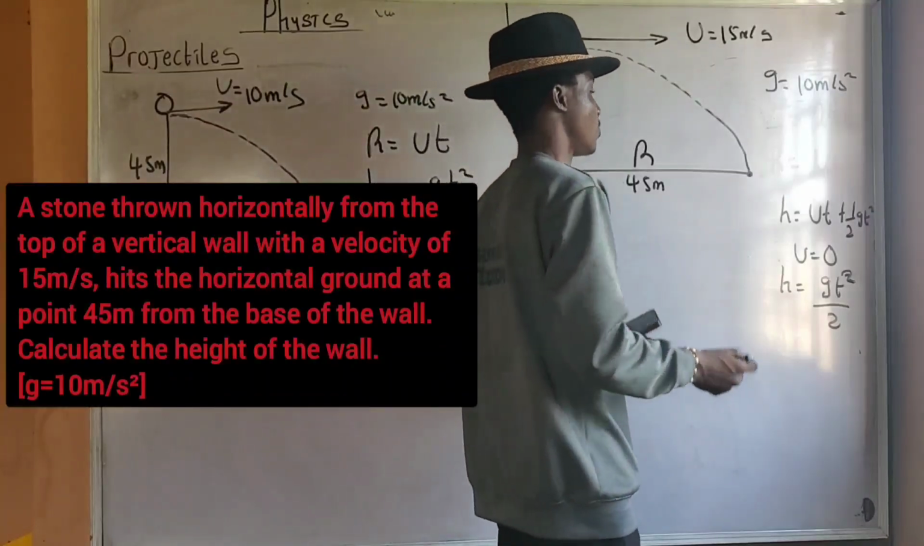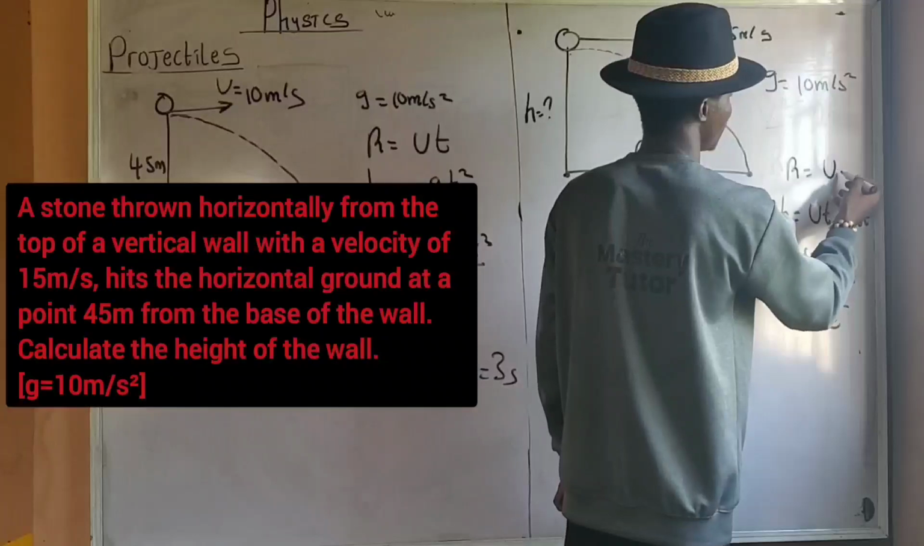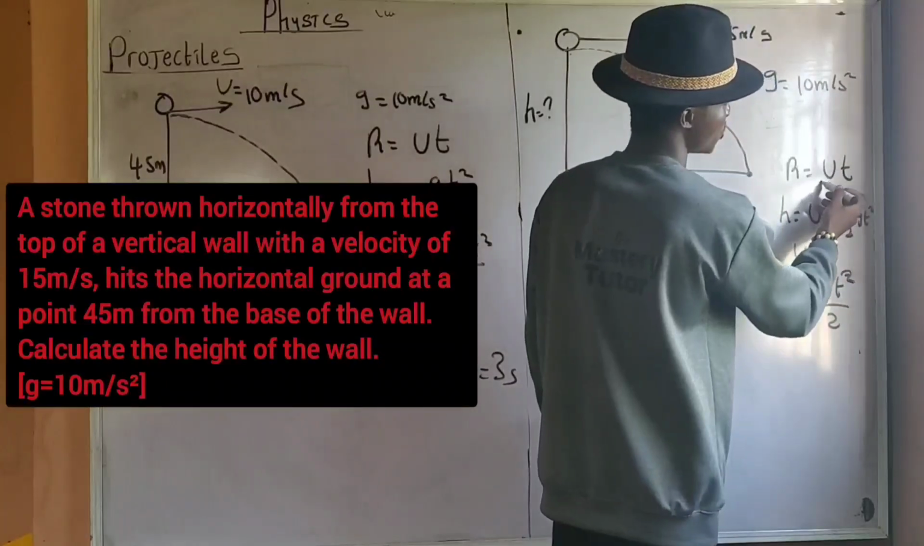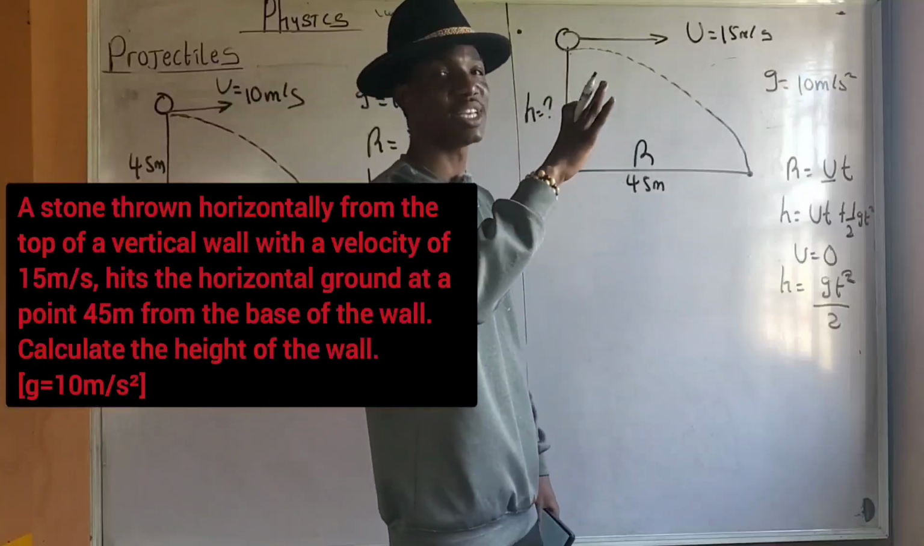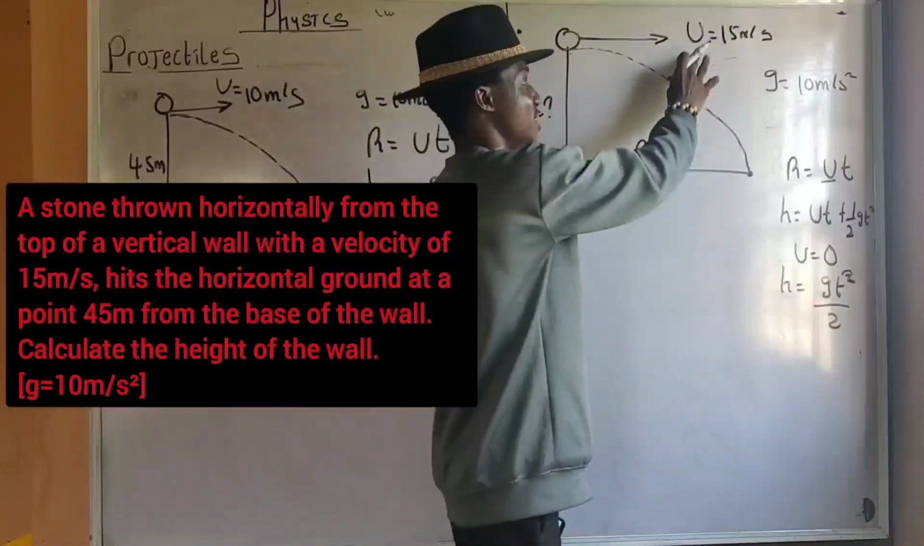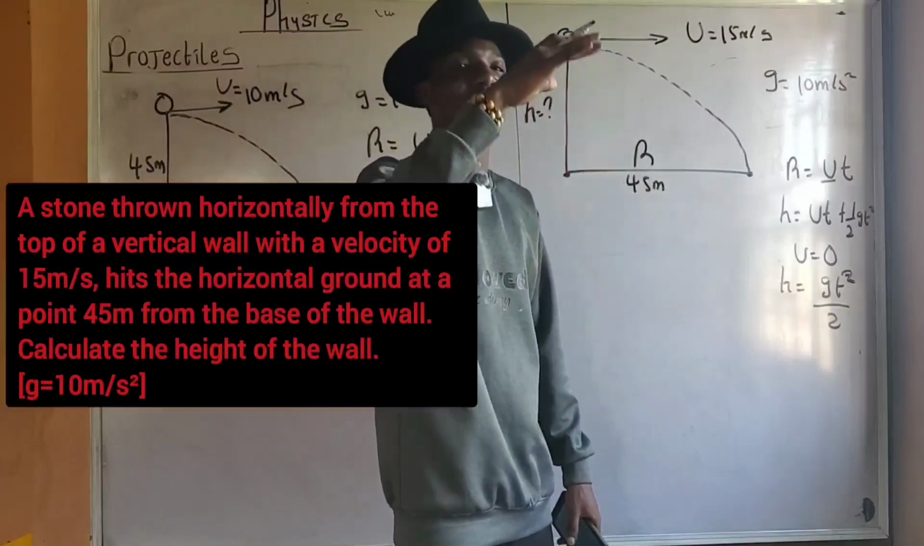Do not forget that we've been given the range. If I want to get the range, R will be equal to the initial velocity multiplied by T. This U here is the initial velocity with which the stone is launched. The U that you have in this formula here is the initial velocity of the downward motion.